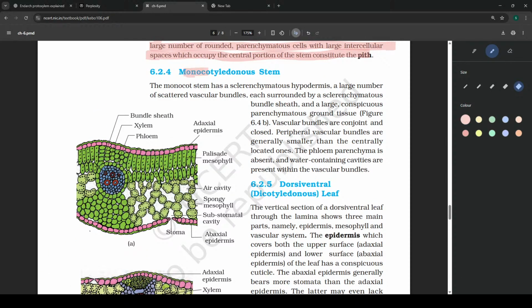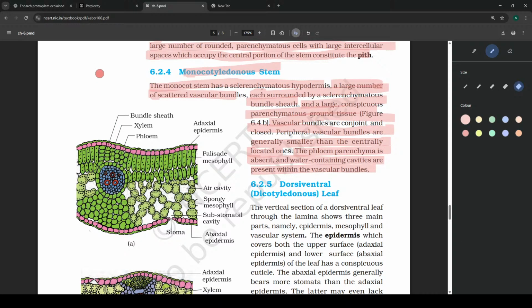Now the monocot stem. The monocot stem has a sclerenchymatous hypodermis, a large number of scattered vascular bundles, each surrounded by a sclerenchymatous bundle sheath, and a large conspicuous parenchymatous ground tissue. Vascular bundles are conjoint and closed. Peripheral vascular bundles are generally smaller than the centrally located ones. The phloem parenchyma is absent and water containing cavities are present within the vascular bundles.